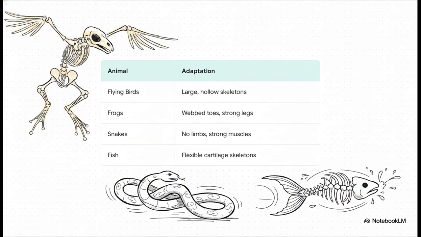Flying birds have these large, hollow skeletons to keep them super light so they can actually soar on the wind. Frogs, they rock webbed toes and crazy strong hind legs, making them absolute dual threats for hopping on land and swimming in water. Snakes just completely ditched limbs altogether. They use incredibly strong muscles pushing against the ground to slither around. And fish, or even massive sharks, have skeletons made largely of cartilage. It's this tough, highly flexible substance that lets them effortlessly whip their tails side to side through the water.